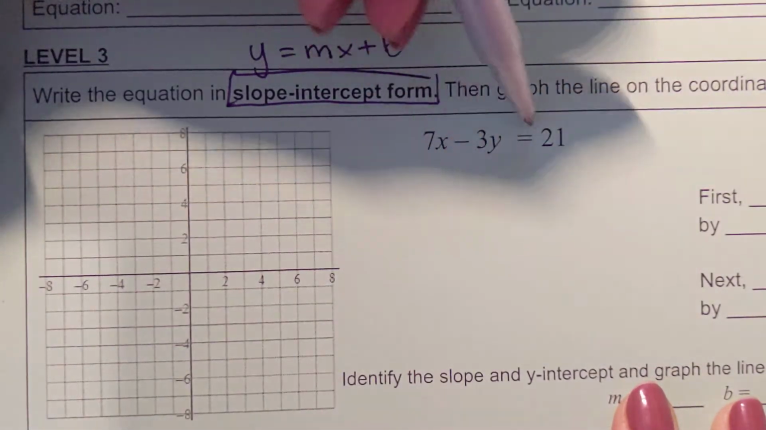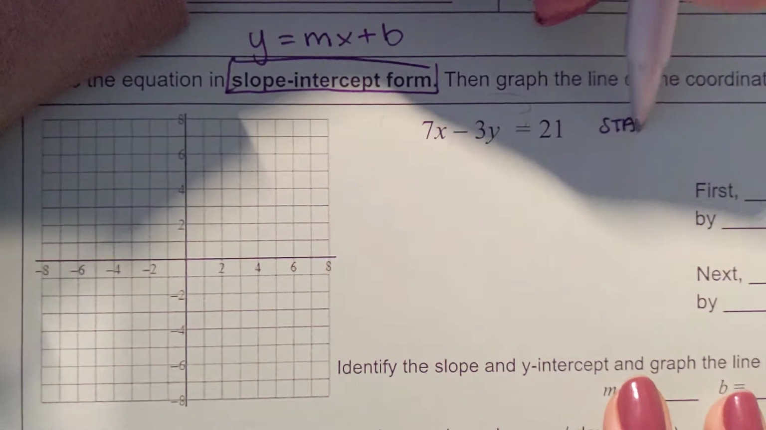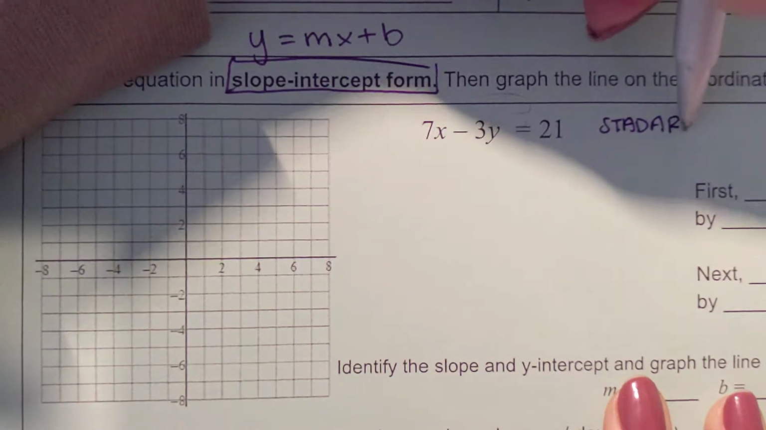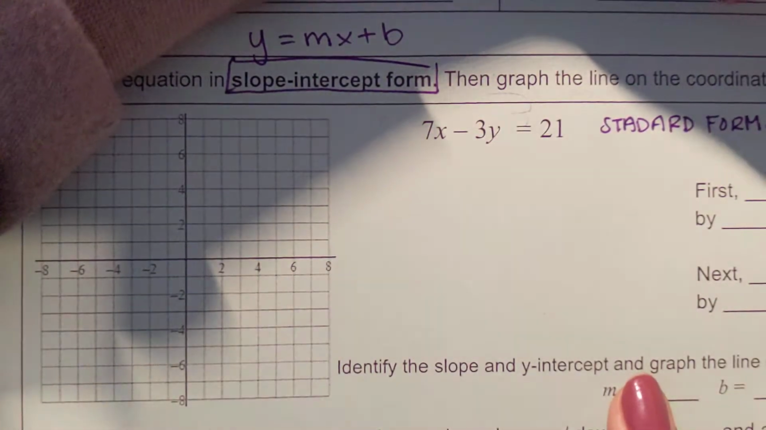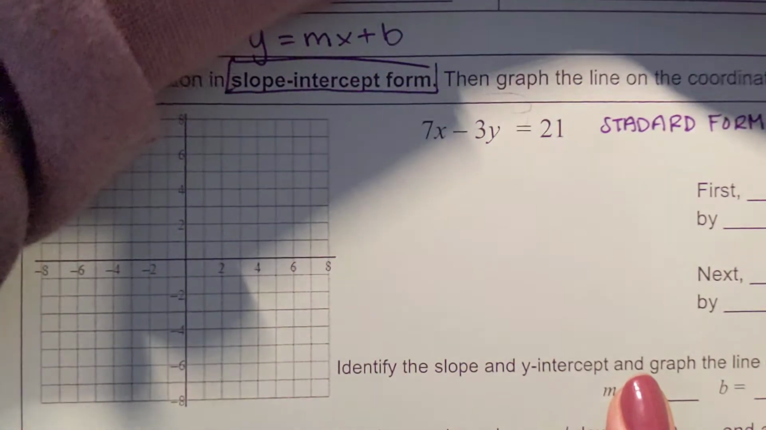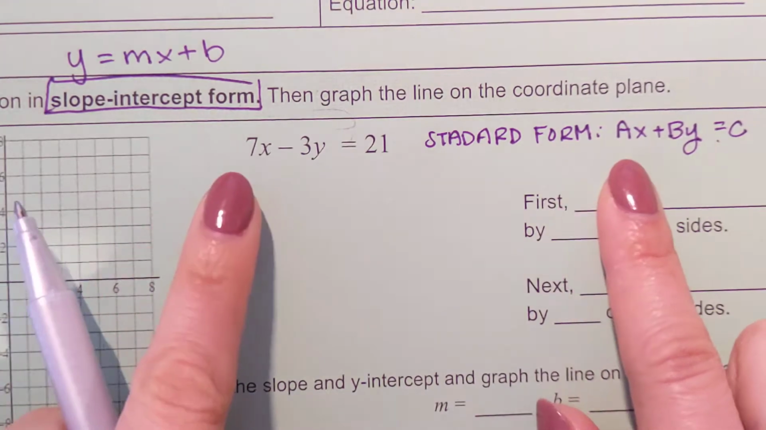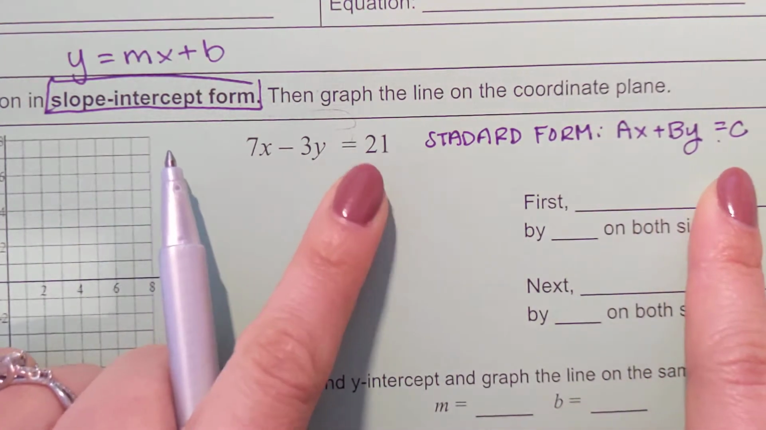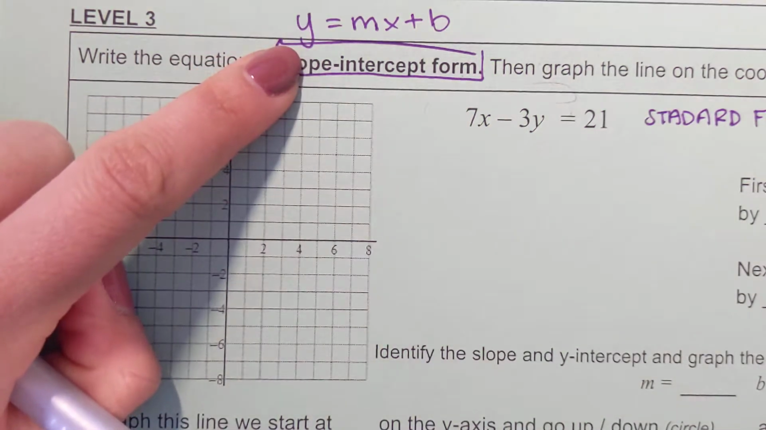So right now, this is in standard form. And as a reminder, that is ax plus by is equal to c. That's what form it's in. Ax, by, and c here. So we want to change it to slope-intercept form.